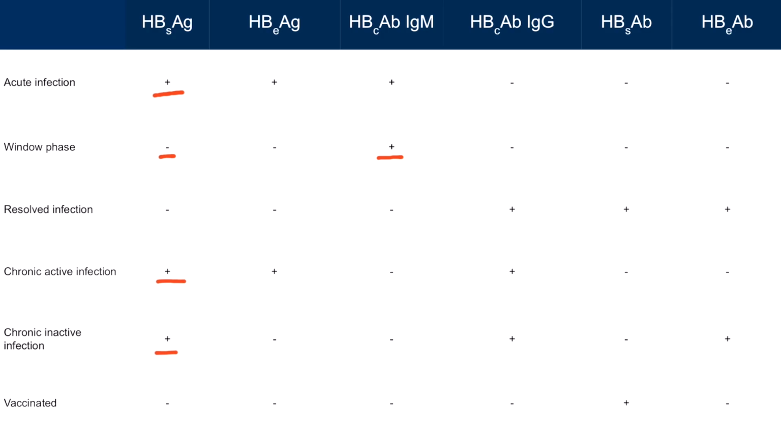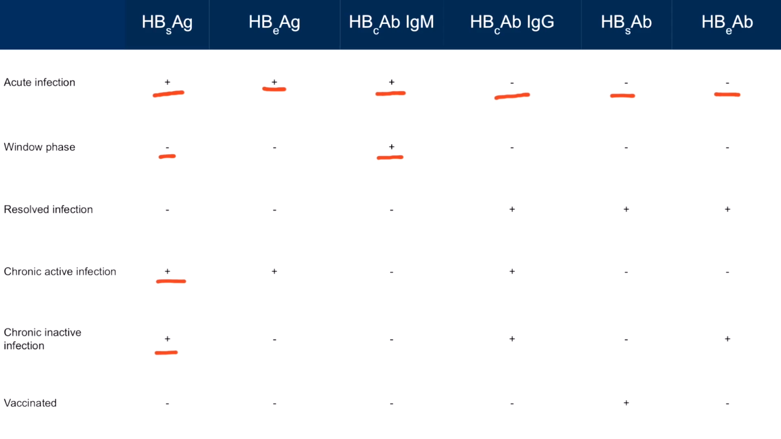So during an acute infection, we'll see HB surface antigen positivity and HB core IgM antibody positivity. Since acute infections are always active, HBe antigen is also positive during this time. The surface antibody and E antibody are negative, since the patient has not yet developed immunity against this infection. HB core IgG is also negative, because it's an early stage and seroconversion takes time.